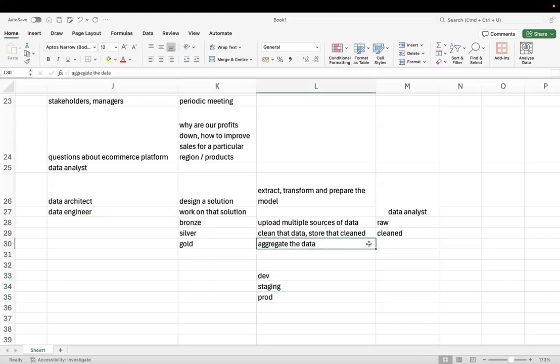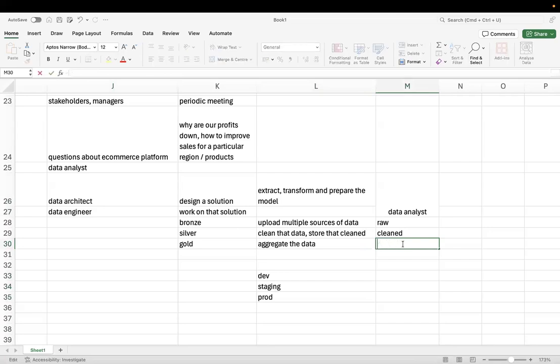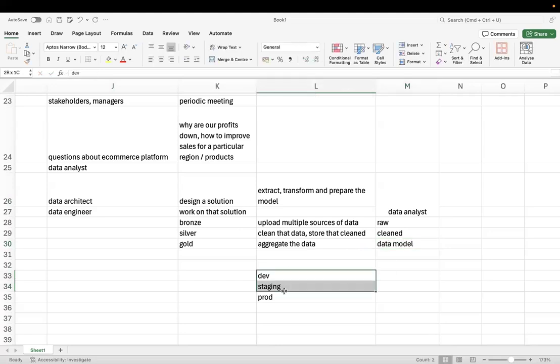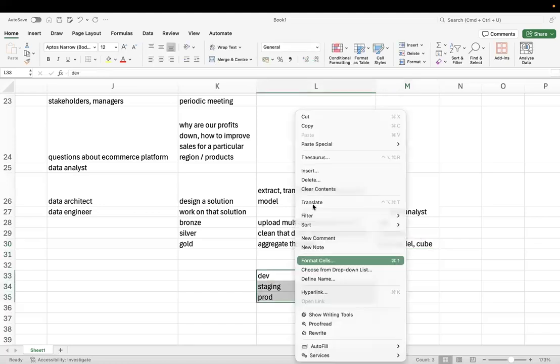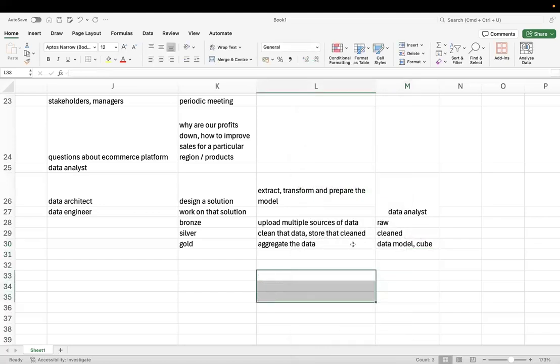So this aggregation of data is nothing but a model. This is not a machine learning model. This is a data model. We call it a data model. If you have heard about data modeling, this is the data model that we are going to prepare. And once the data model is prepared, we are going to prepare something called a cube. Cube means the layer which stores the aggregated data.